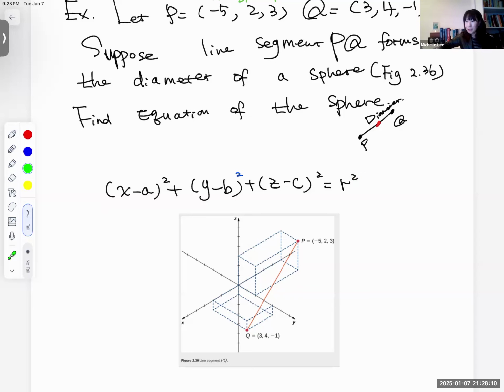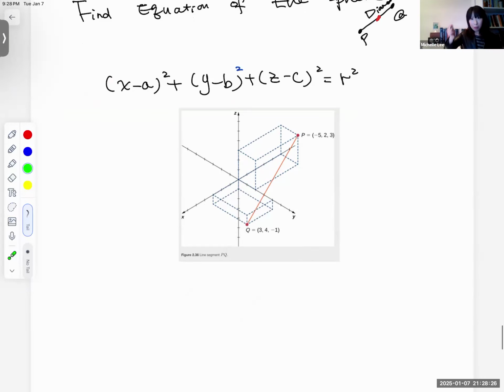Okay, how do you find the center? The only given information is the diameter, right? So we want to find the midpoint. Let me write down how to find the midpoint. So, the midpoint formula.